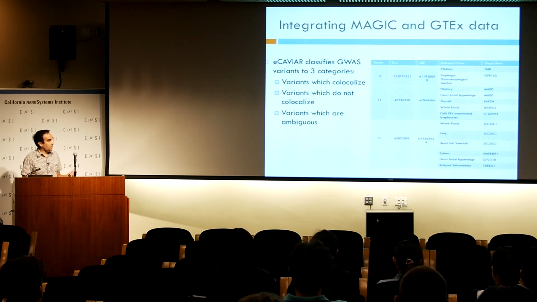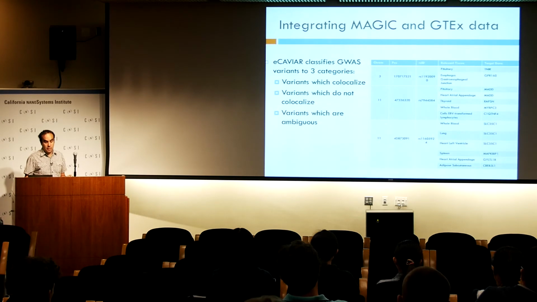This is the result of what we get. We applied this to some diabetes data using GTEx, and what surprised us is that the GWAS variants really classify into 3 categories. One is variants that co-localize.